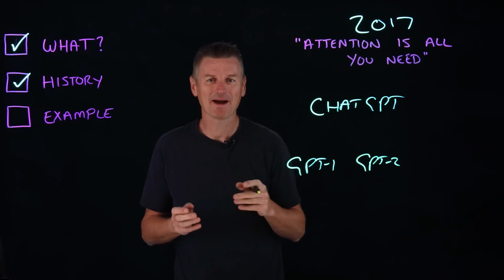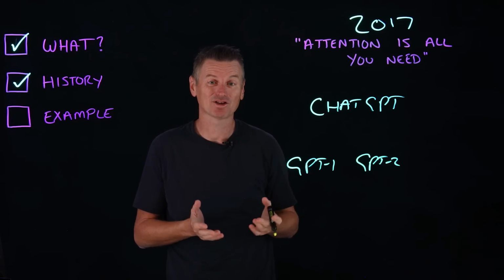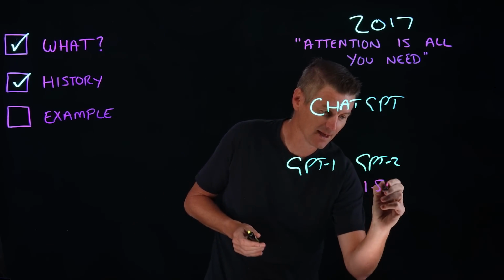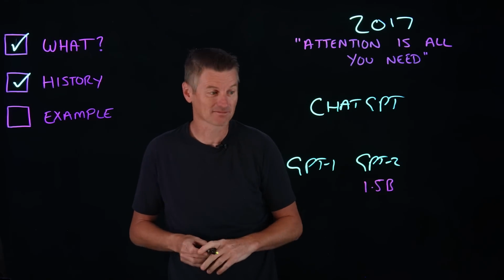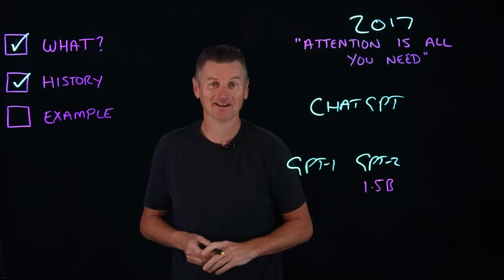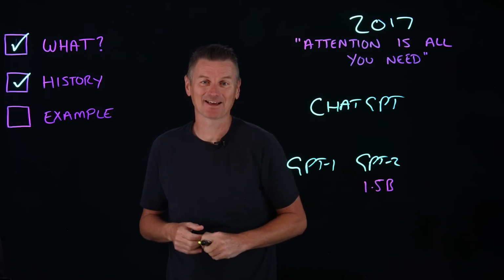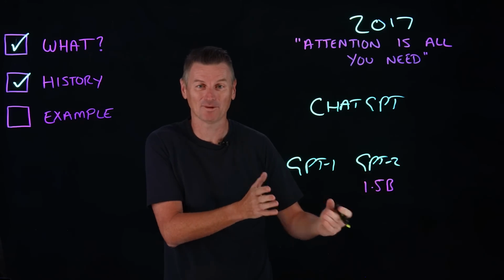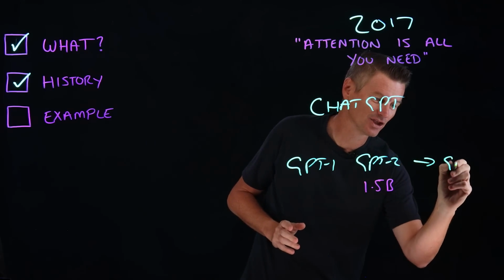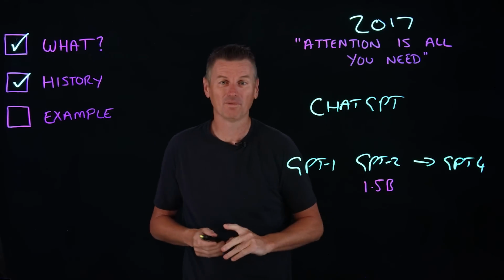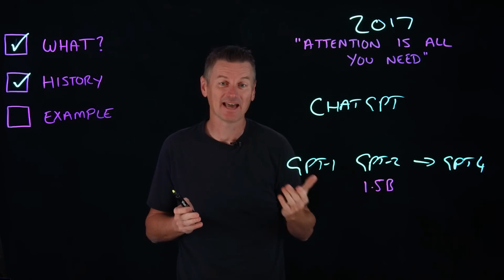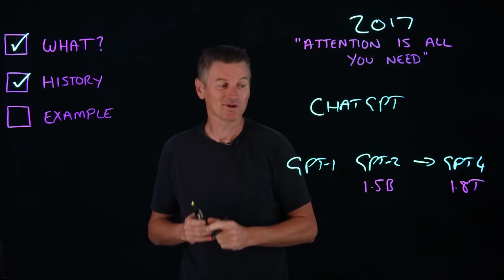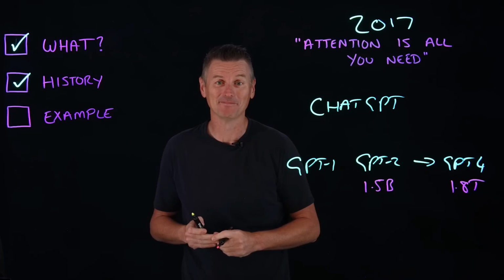GPT-2 came out the following year as a much larger model, boasting 1.5 billion parameters. Sounds like quite a lot. Since then, linear scaling has resulted in each subsequent model becoming larger and more capable. So by the time we get to today's GPT-4 models, those are estimated to contain something like 1.8 trillion parameters, which is a whole lot more.